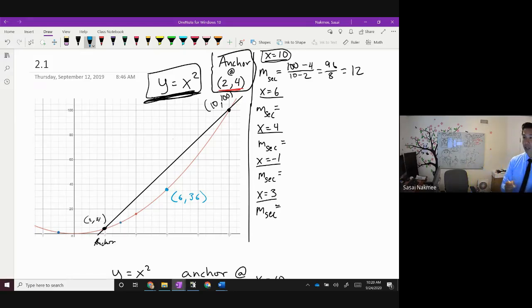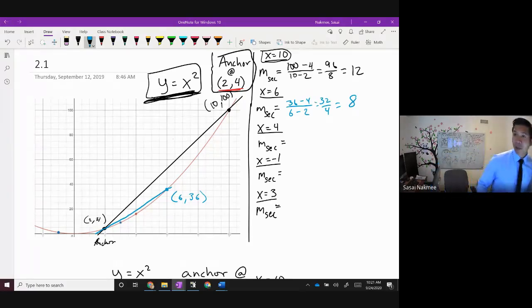But now here's what I'm trying to do. What's the slope of this secant line right here, going from here to there? We'll just plug it in. Let's just calculate it. This is going to be (36 minus 4) divided by (6 minus 2). That's going to equal 32 over 4, which is going to equal 8. So that has a slope of 8. You guys see that? Slope of 8.